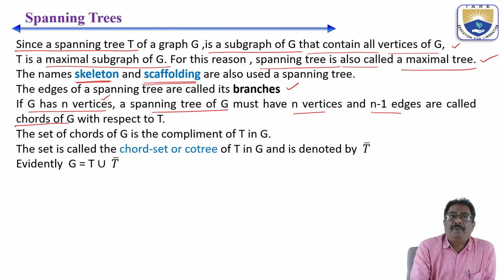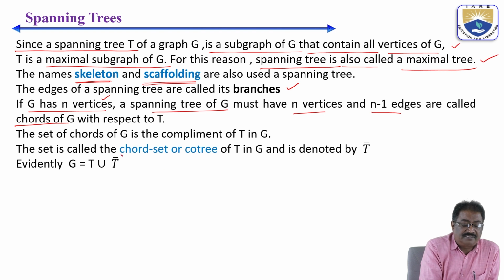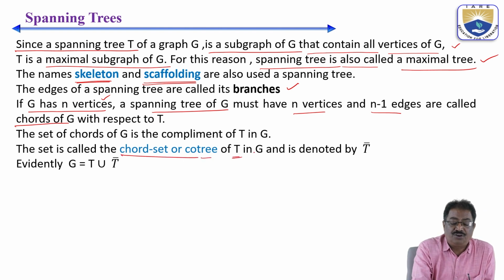Then the set of chords of G is the complement of T in G. The set is called the chord set or cotree of T, and it is denoted by T complement. We are going to discuss an example of this.